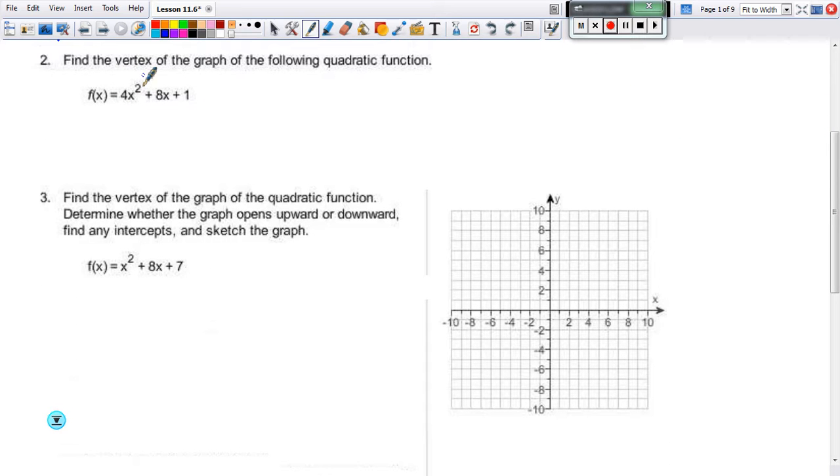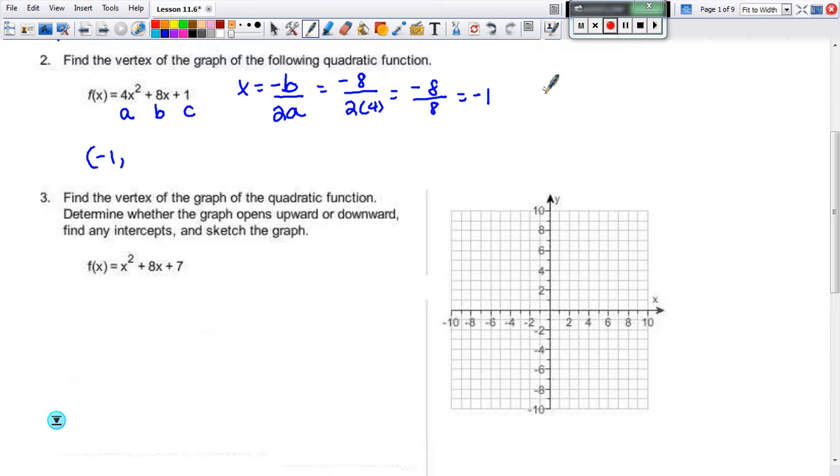Okay, so on the next one, again, you have A, B, and C. X is the opposite of B over 2A. So the opposite of positive 8 is negative 8 over 2 times 4. So you get negative 8 divided by 8, which is negative 1. That's the x value of your vertex. And then you plug that into the function. So 4 times negative 1 squared plus 8 times negative 1 plus 1.